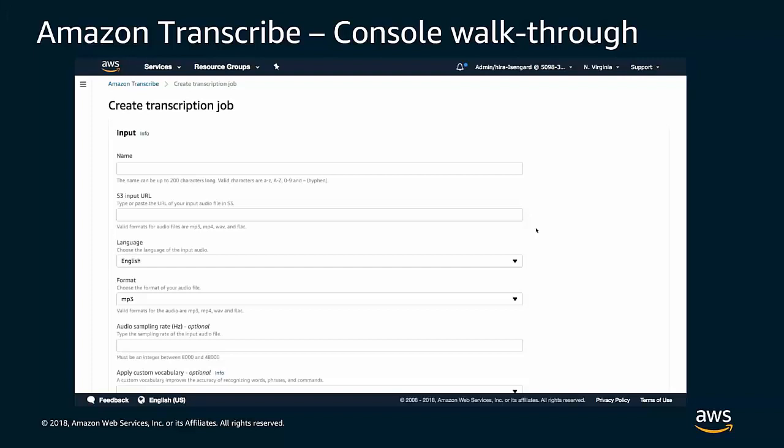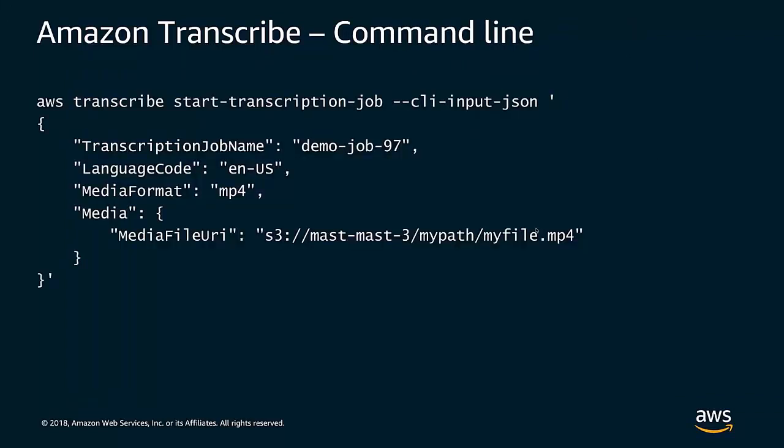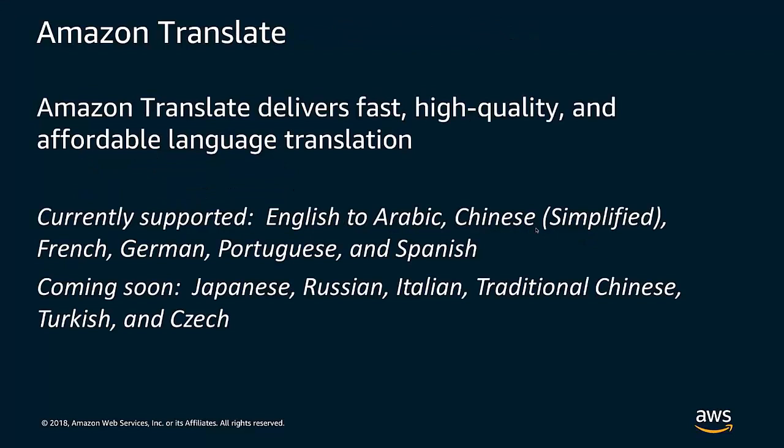So we saw what the console can do for Amazon Transcribe. We saw we can invoke jobs using the command line. Now let's move on to Amazon Translate. So Amazon Translate, as the name suggests, is a service that delivers fast and high-quality language translation. One of the critical pieces here is Amazon Translate uses a neural architecture, and so it benefits from some of the most recent advancements in the field.